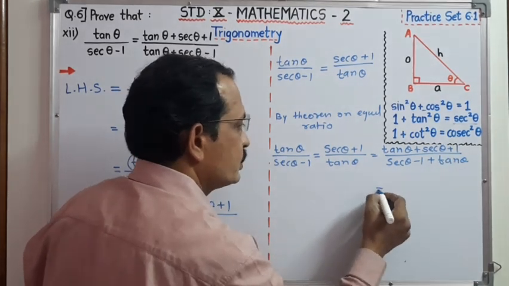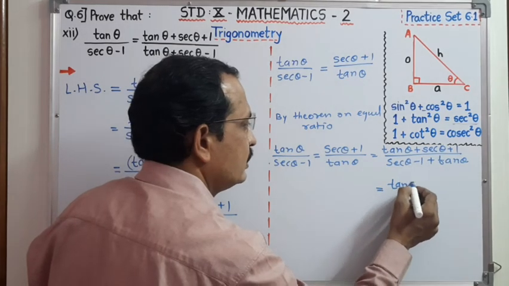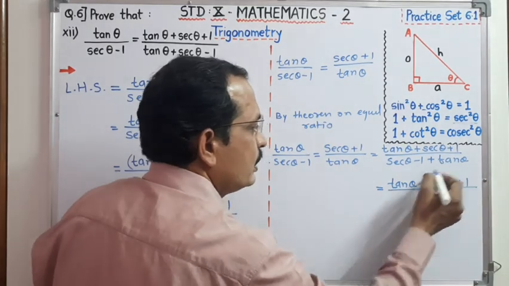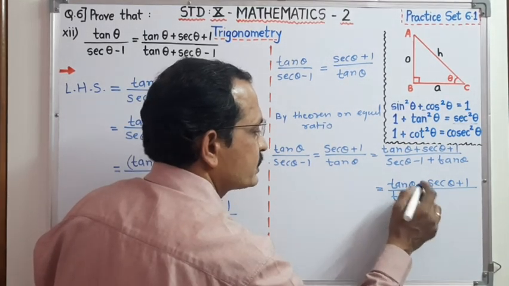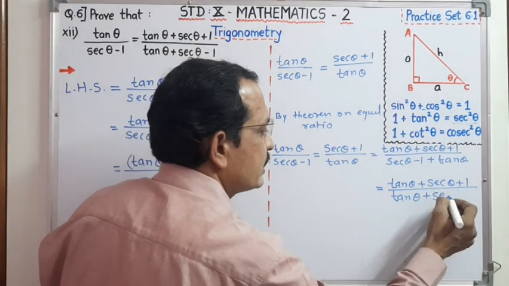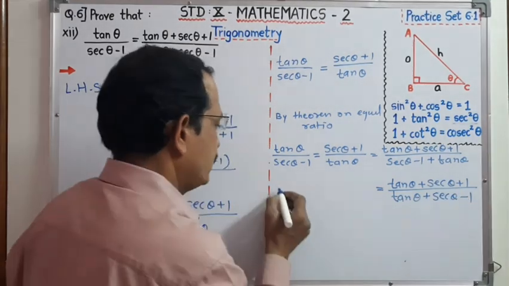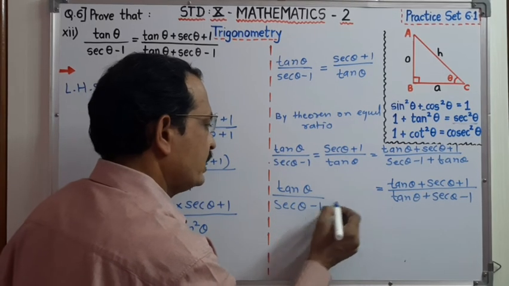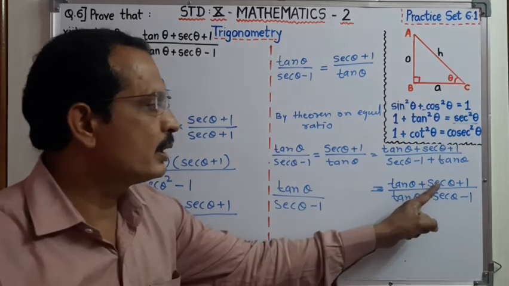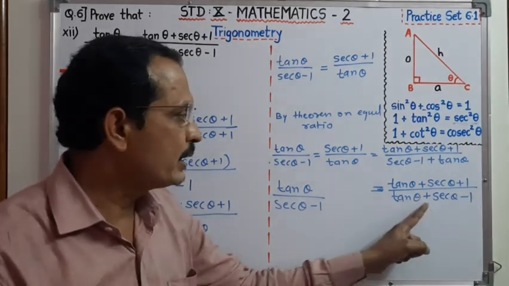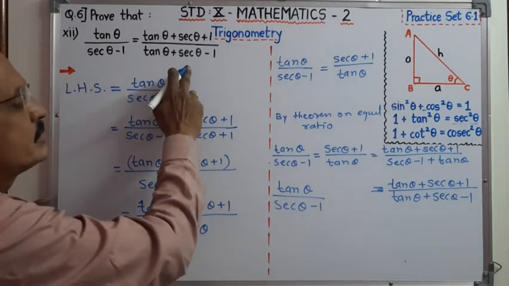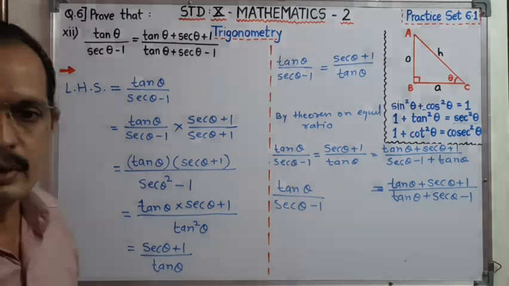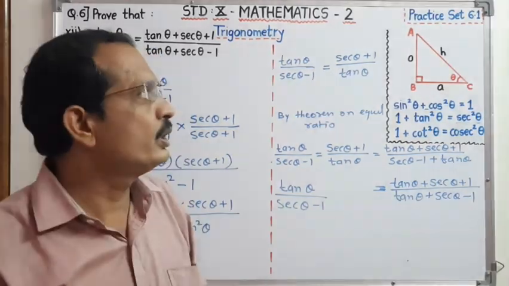Therefore, we can write, dear student, this tan theta plus sec theta plus 1 upon this tan theta we write first, then this sec theta minus 1. Therefore, tan theta upon sec theta minus 1 equal to tan theta plus sec theta plus 1 upon tan theta plus sec theta minus 1. This is our proof. Now dear student, in this way we completed the practice set 6.1.